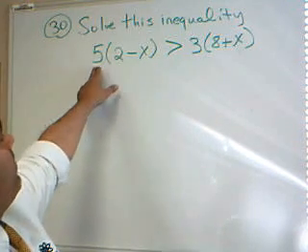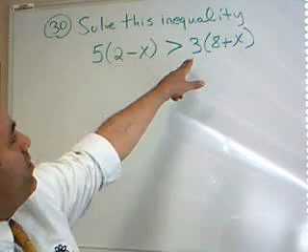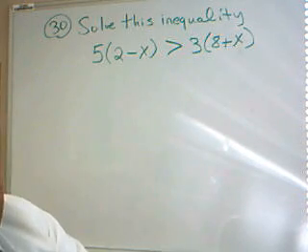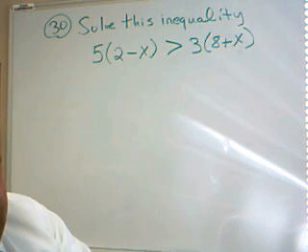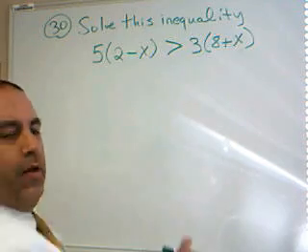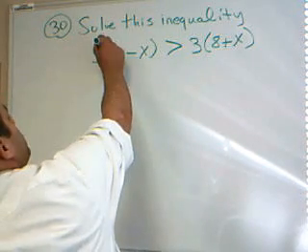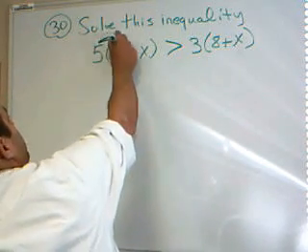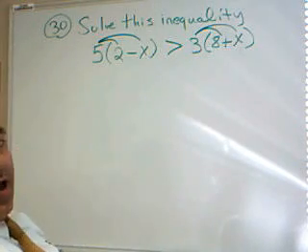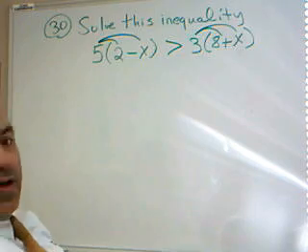So this says 5 times (2 minus x) is greater than 3 times (8 plus x). The trick to solving inequalities is that in most cases, they act just like equations. So our job is to get x standing alone. We start by cleaning up these distributions. We want to get rid of the parentheses so that we can get the x term standing alone on one side and the number terms alone on the other side.